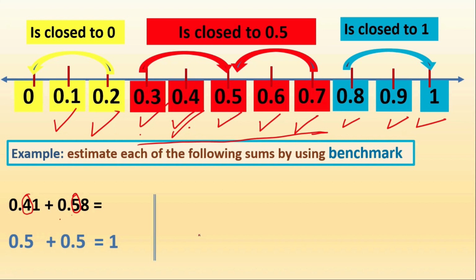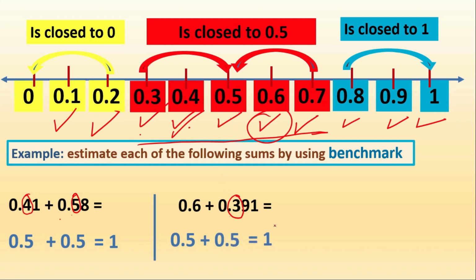Okay. The next example, 0.6 plus 0.391 thousandths. The first number 0.6, in which color? 0.6 is in red color, so replace it by 0.5, or estimate it to 0.5. The next one, 0.3. Look at the 10th, only the 10th digit. 3 is in which color? Also red color, which means close to or estimated to 0.5. Then 0.5 plus 0.5 also equals 1.